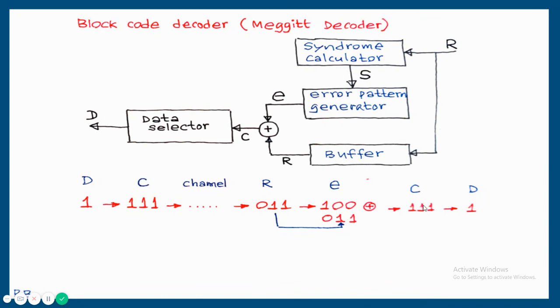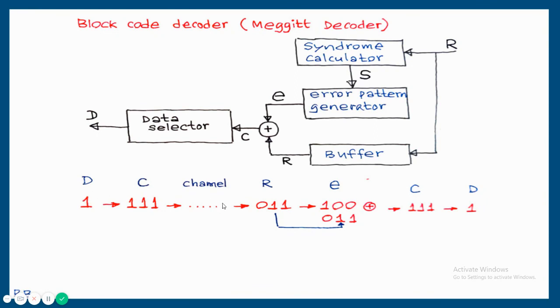And from this corrected code, select the data bits. So if it was in [I P] format, the leftmost 1 bit is the data bit, or if it is in [P I] format, the rightmost 1 bit is the data bit. Because this is actually (3,1). So only one data bit. So the data bit is written here.